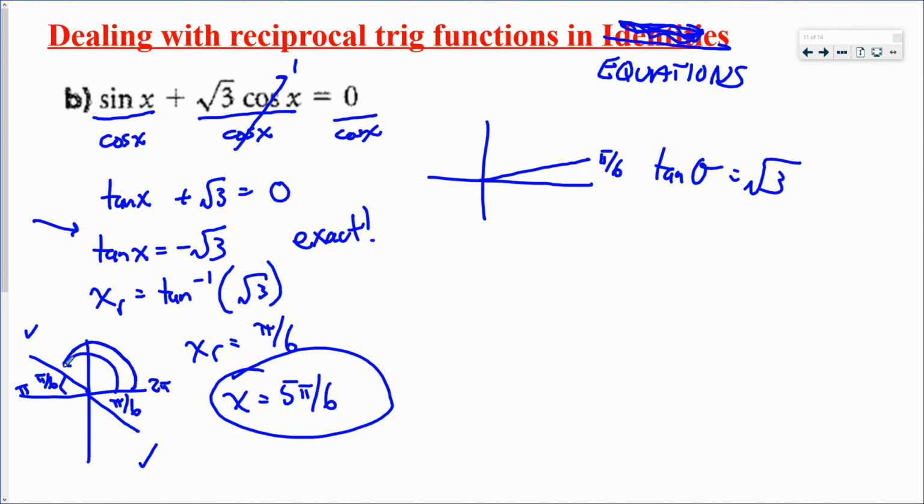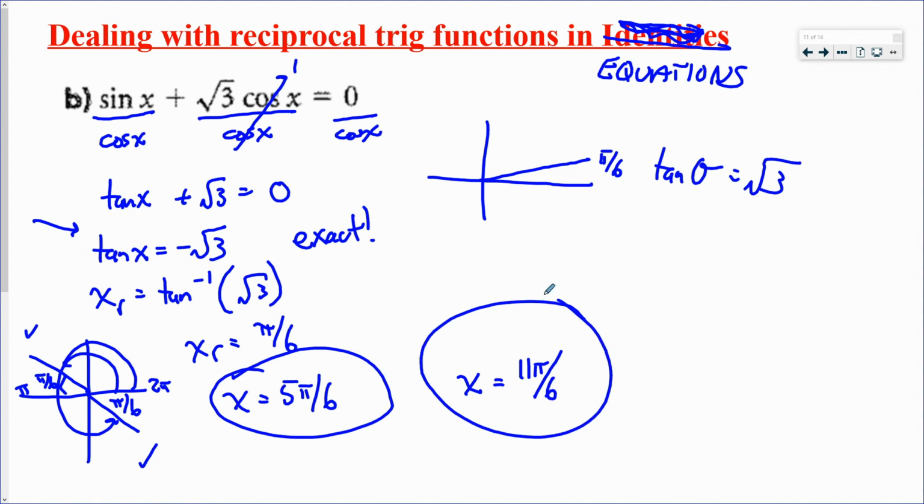So you're going to rotate all the way around like this, and you're going to go 2 pi subtract pi over 6. So when you get a common denominator, that's going to give you 11 pi over 6, and there you have it, your 2 solutions.